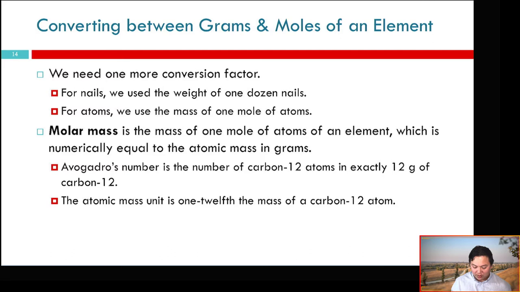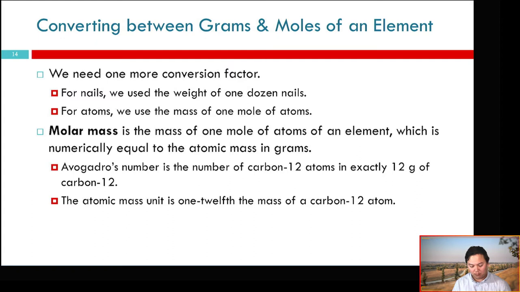So when we're converting between grams and moles of an element, we've kind of covered that for the most part, but now we need one more conversion factor. For nails, we used the weight of one dozen nails. For atoms, we can use the mass of one mole of atoms, right, if we're counting individual atoms. And the molar mass is the mass of one mole of atoms of an element, which is numerically equal to the atomic mass in grams. Oh, I guess I already covered this a little bit. But Avogadro's number is the number of carbon-12 atoms in exactly 12 grams of carbon-12. So the atomic mass unit is 1/12 the mass of a carbon-12 atom.